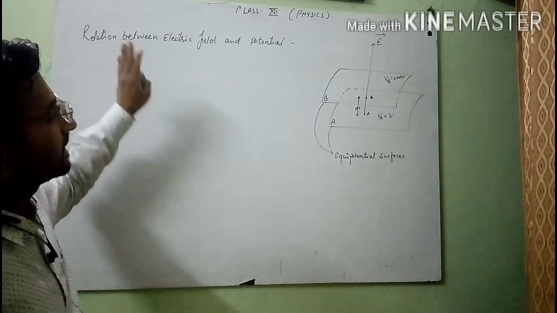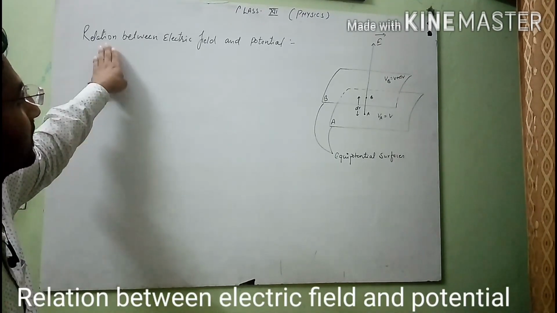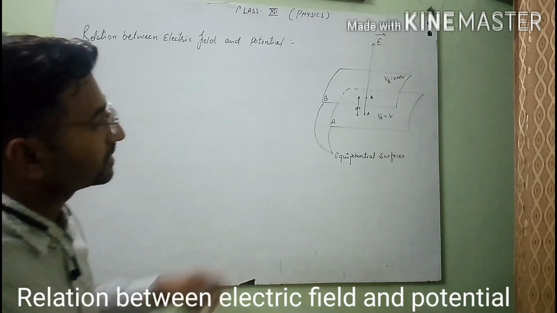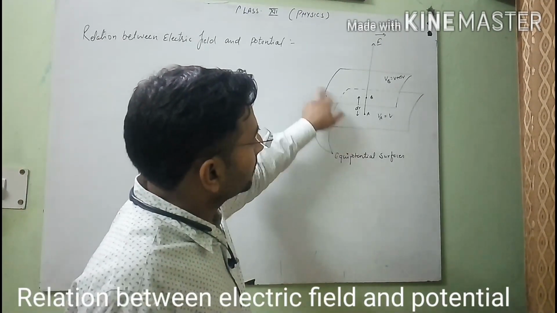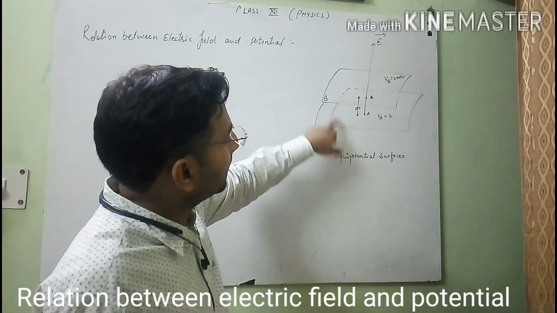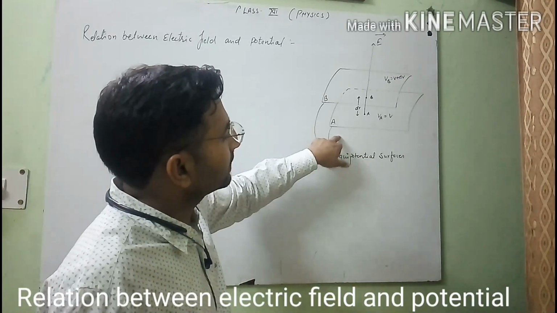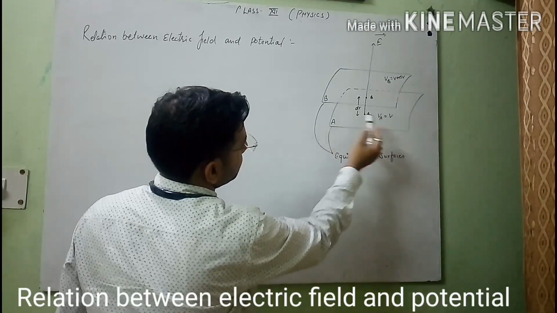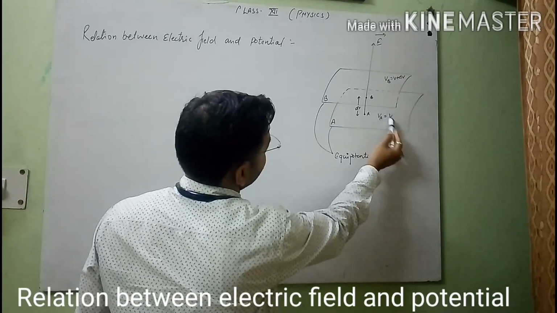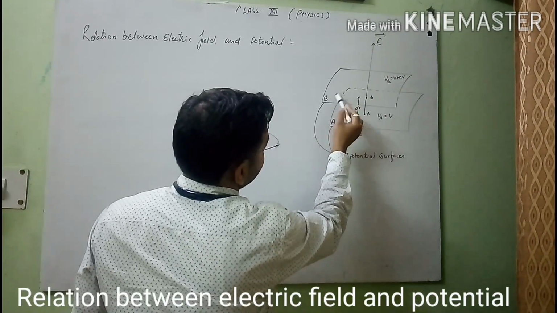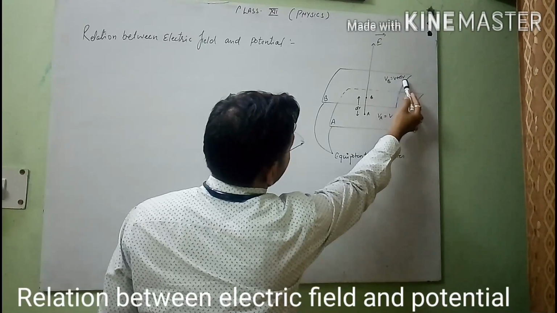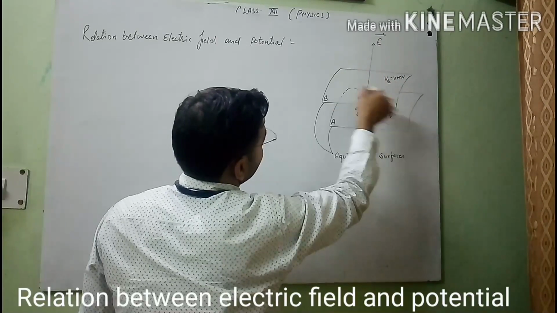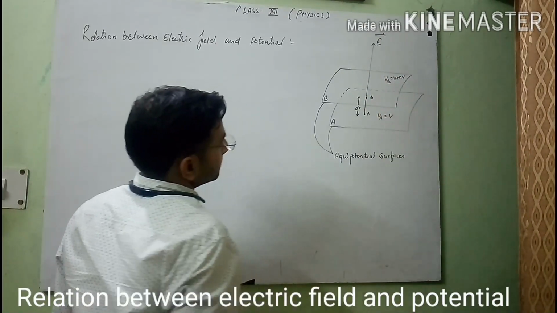For this derivation, we will find the relationship between electric field and electric potential. Here I have taken two equipotential surfaces, A and B. Let us consider these equipotential surfaces. In equipotential surface A, the electric potential is V, and the electric potential at surface B is V plus dV, along the direction of the electric field, which is perpendicular to these two equipotential surfaces.